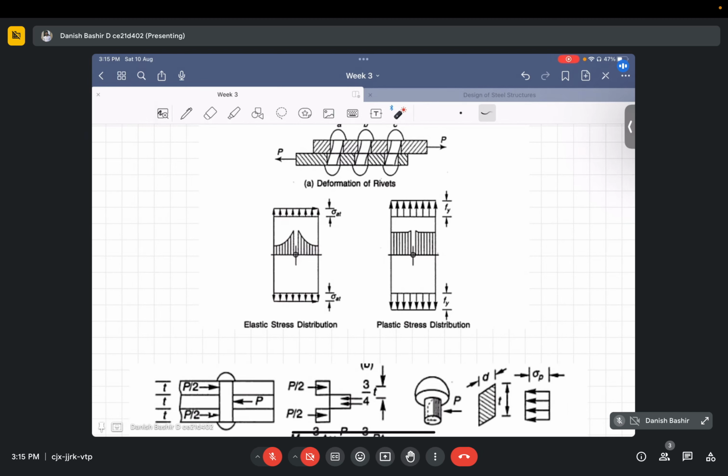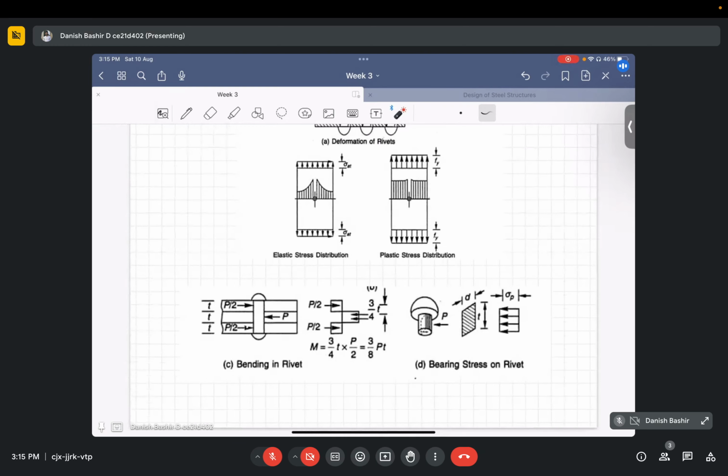And the plastic stress distribution is, once it reaches the elastic limit here, then there is constant plastic stress. So that is shown by this. Okay. So this is sigma 80, and this will be your yield stress Fy, because after yielding plastic range begins. Okay, Fy.